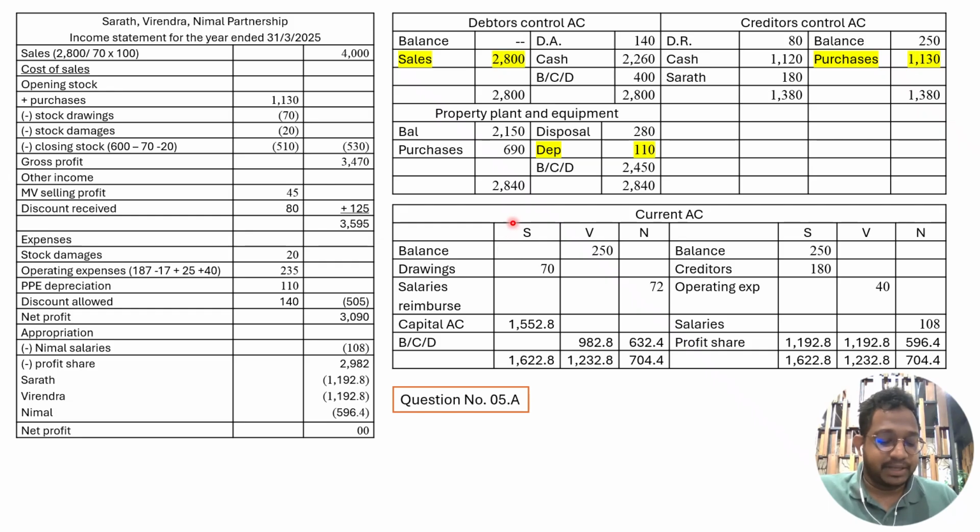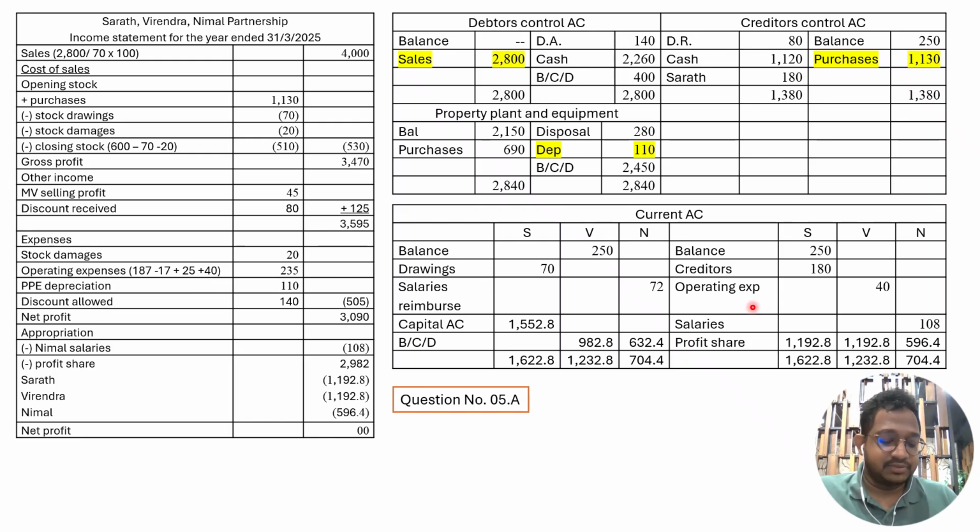And cash paid for the operating expenses amounts to 187, and that includes last year's payables of 17, so you should exclude that. Additionally, 25 was recognized as payable, which you should add. And additionally, Virendra personally paid 40,000. That also you should add to find out the operating expense for the year. And Virendra's payment for the operating expenses, you should credit to the current account, right?